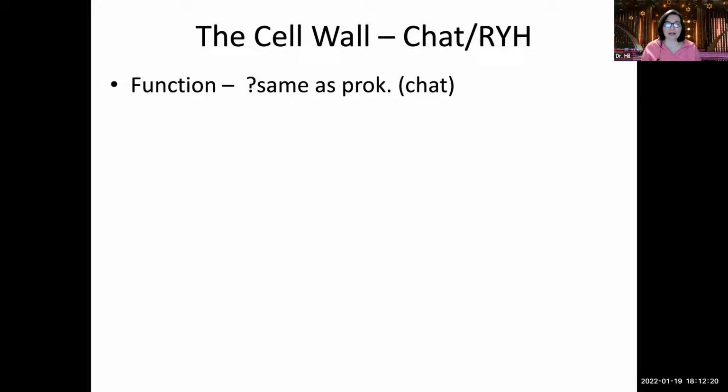Okay, so let's talk about the eukaryotic cell wall. Now, in prokaryotes, the cell wall had a particular function. Is that the same function as eukaryotic cells have? And if so, what is that function?